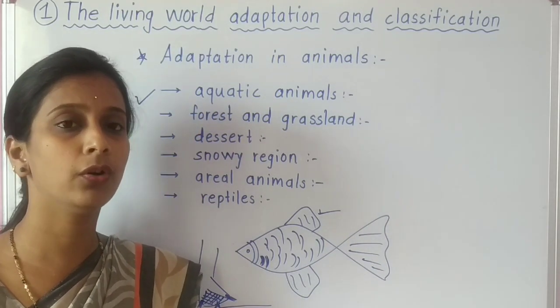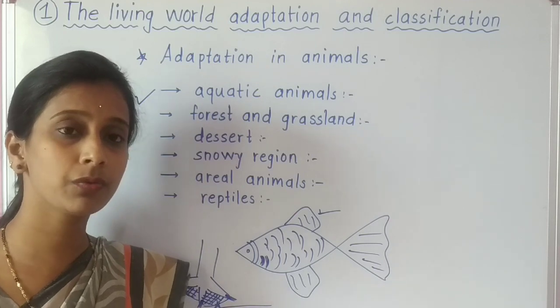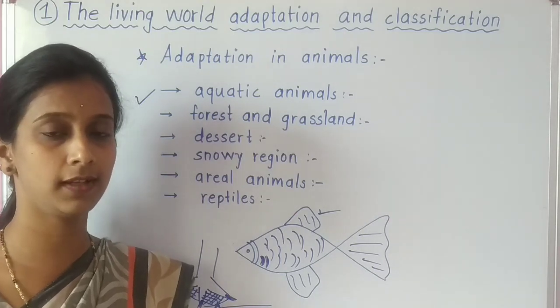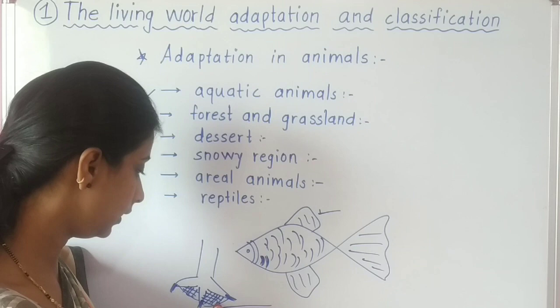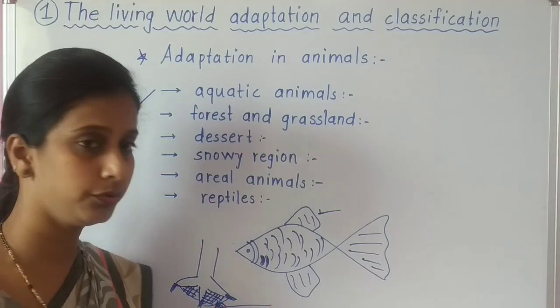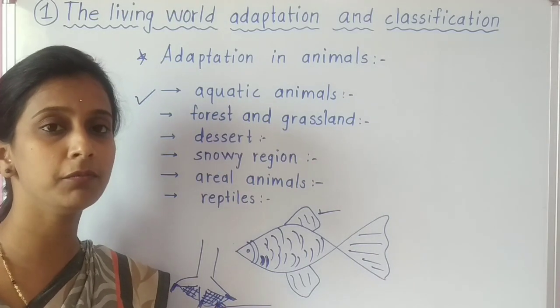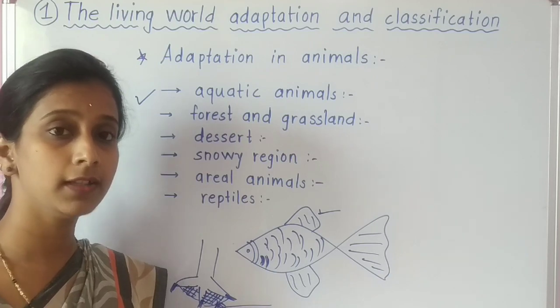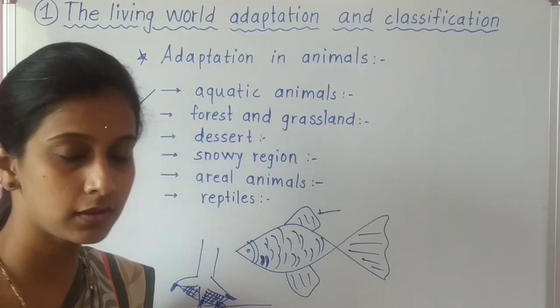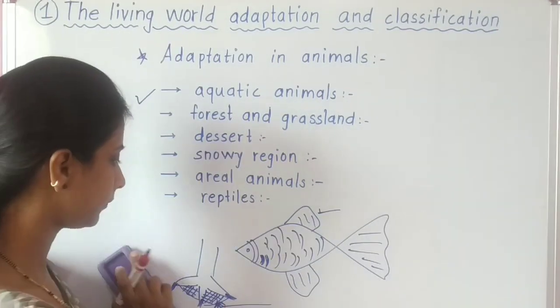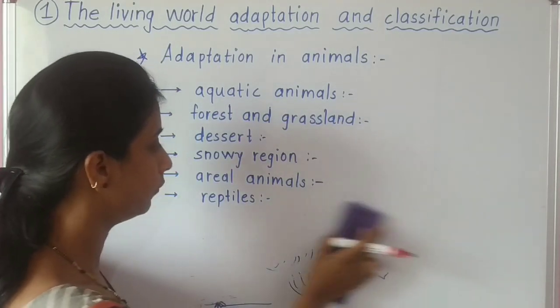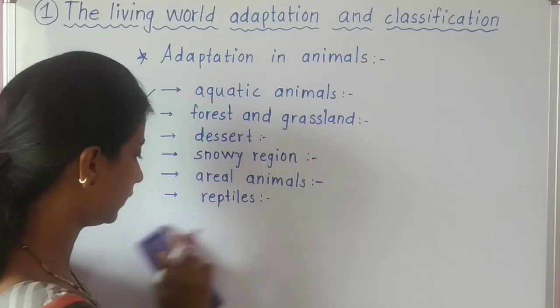To float on the water surface or to swim in the water, to move inside the water, they have this type of adaptation, due to which they can float and swim inside the water easily. Okay, so this type of adaptation is present in water animals, water birds, etc.